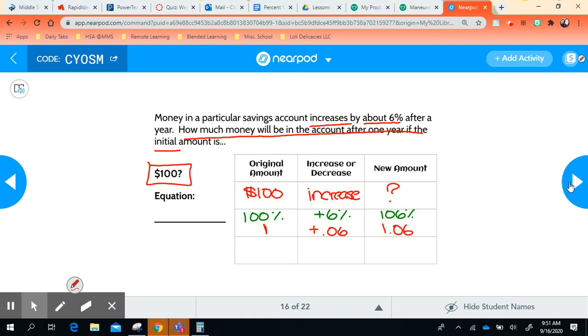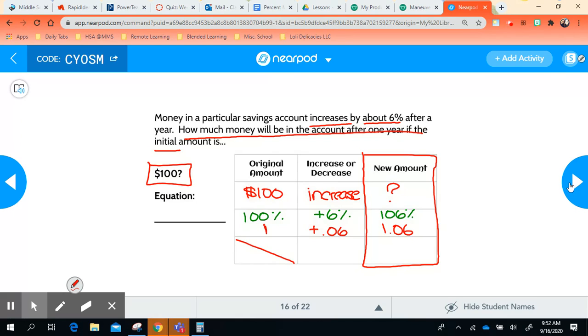So now we're going to get to the even funner part. Okay. So I know my original amount. I'm not going to write it again. Usually I'll just say I don't need that anymore, but you can repeat and write it again. Now, increase or decrease. My question says, how much money will be in the account after 1 year if the initial amount is... So yes, we want to know in this question what our new amount is, right? So we're looking for the answer that's going to be in this box.